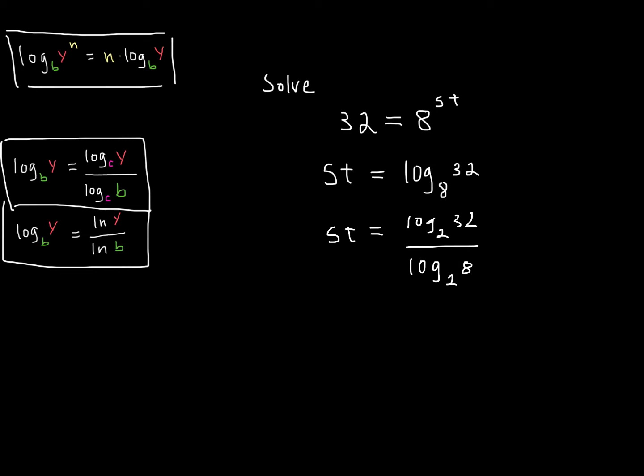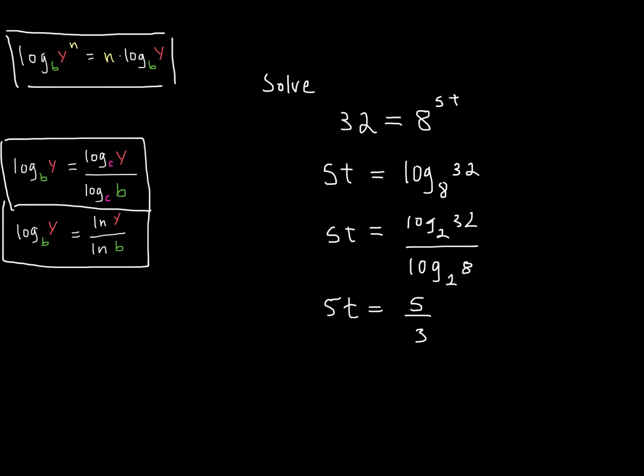And now notice that you can figure this out on your own. What is the power that you raise 2 to in order to get 32? Well, 2 to the first is 2, 2 squared is 4, 2 to the third is 8, 2 to the fourth is 16, and then 2 to the fifth is 32. So this value is 5, so we can rewrite this. 5t is equal to 5 over, and log base 2 of 8, 2 to the third is 8, so the value of log base 2 of 8 is 3.